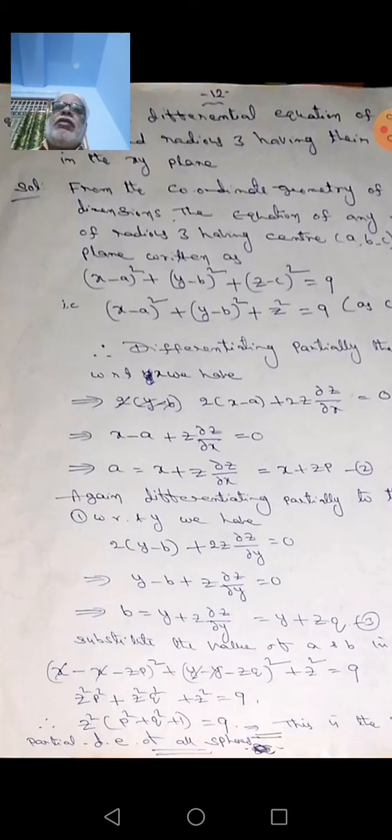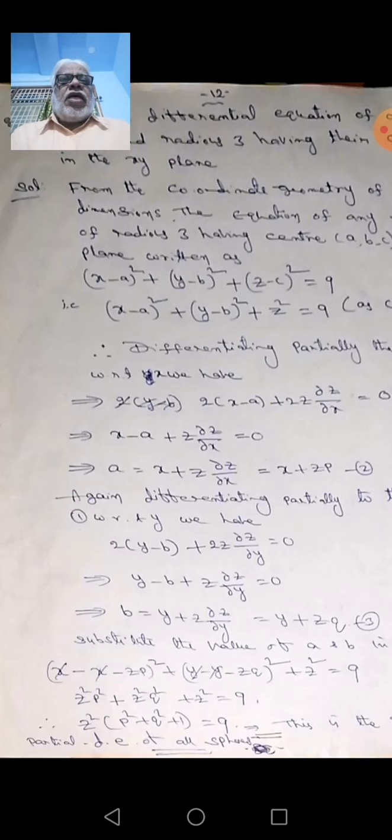So first of all, we know what the equation of the sphere is. The equation of the sphere is (x minus a) whole square plus (y minus b) whole square plus (z minus c) whole square is equal to r square, where a, b, c is the center of the sphere and r is the radius of the sphere.